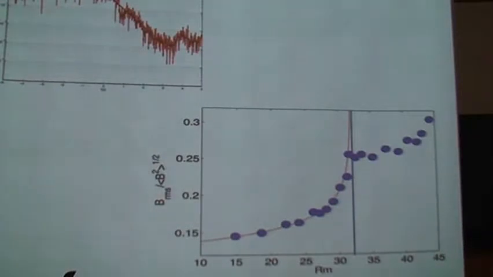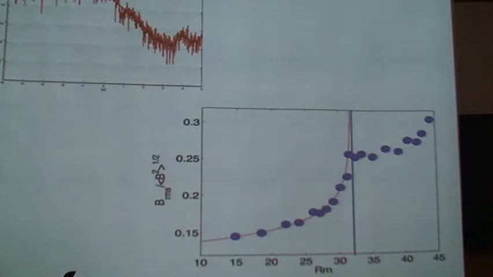I haven't checked. I mean, what is a curve? You have a red curve that suggests some behavior. So what happens? You send it to infinity, right? What we do is one over Rm minus Rm critical, Rm critical minus Rm.